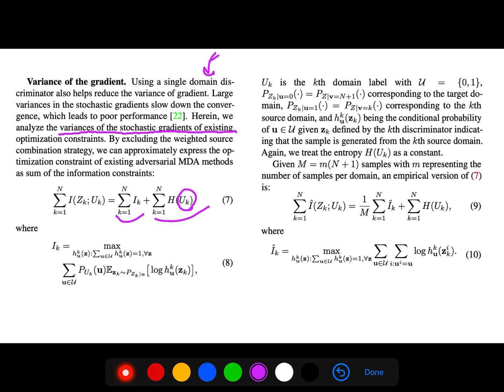So given M samples, with M representing the number of samples per domain, we have N domains, and per domain we have M, so the total sample is NM. An empirical version of 7 is 9. This is an empirical version of that. Do you see how everything is the same? Instead of the expectation, what is the empirical? Just summation. Just like if we have true risk, we have empirical risk.